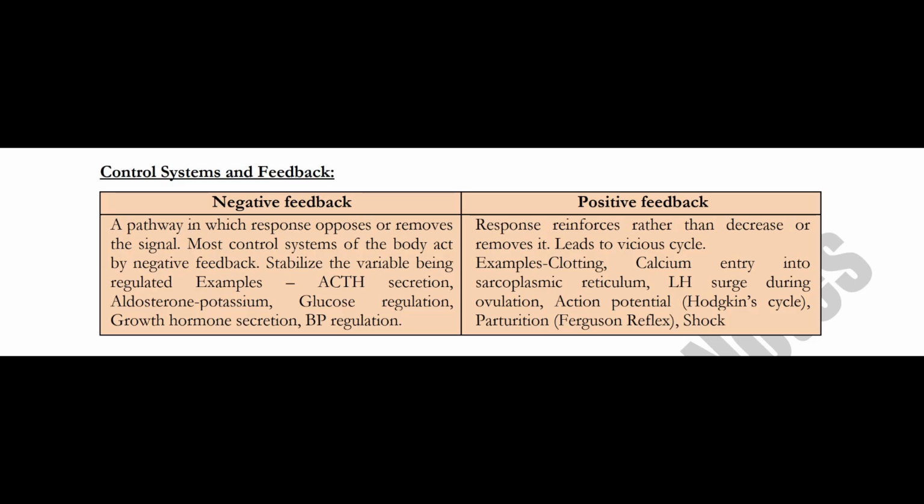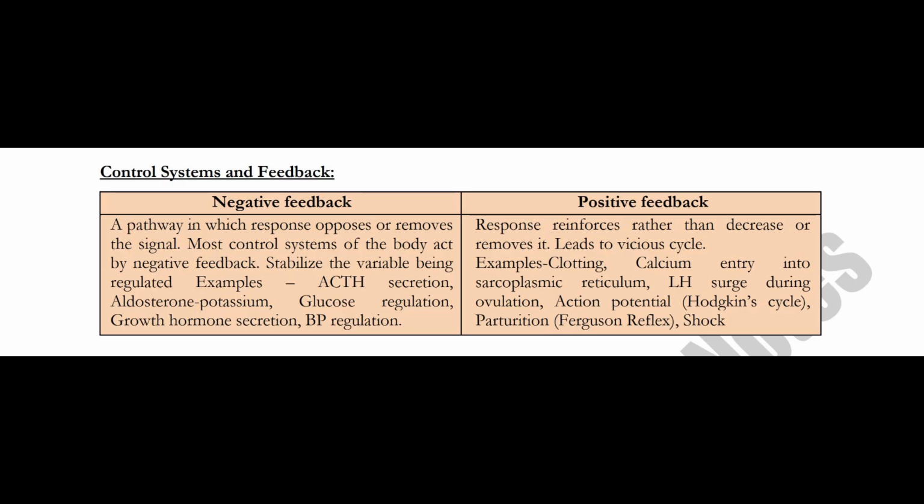Examples: ACTH secretion. The secretion of adrenocorticotropic hormone is regulated by negative feedback. High levels of cortisol inhibit the release of ACTH from the pituitary gland. Aldosterone-potassium. Aldosterone regulates potassium levels in the blood. High potassium levels stimulate aldosterone release, which then helps to excrete potassium, reducing its levels.